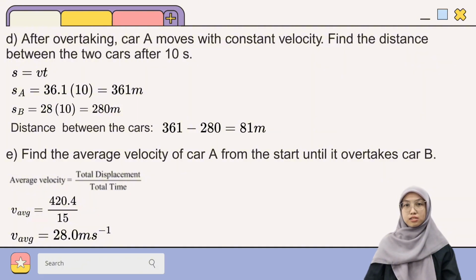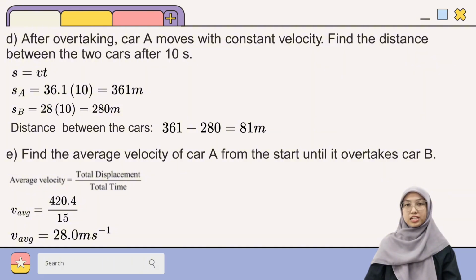After the overtake, car A continues at a constant velocity of 36.1 meters per second. To find the distance between the two cars after 10 seconds, we calculate their individual displacements. Car A travels 361 meters, while car B, moving at 28 meters per second, travels 280 meters. Subtracting these gives us a separation distance of 81 meters.